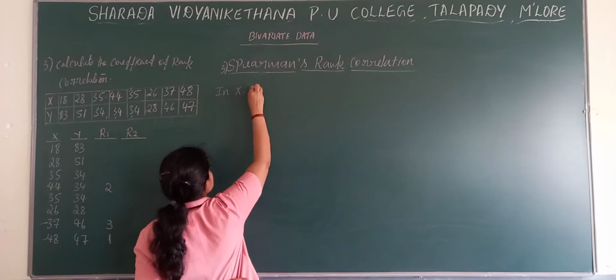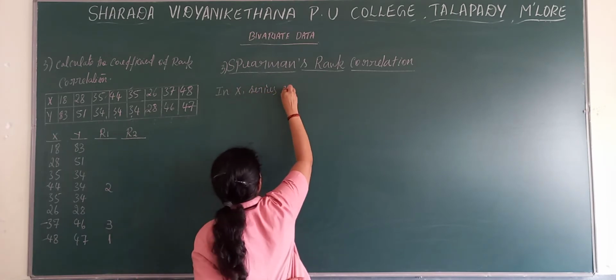Once again, but here see 35 repeats twice. So which position does it take? Till third we have assigned, so it takes the place of fourth and fifth. So here now we need to write in X series.